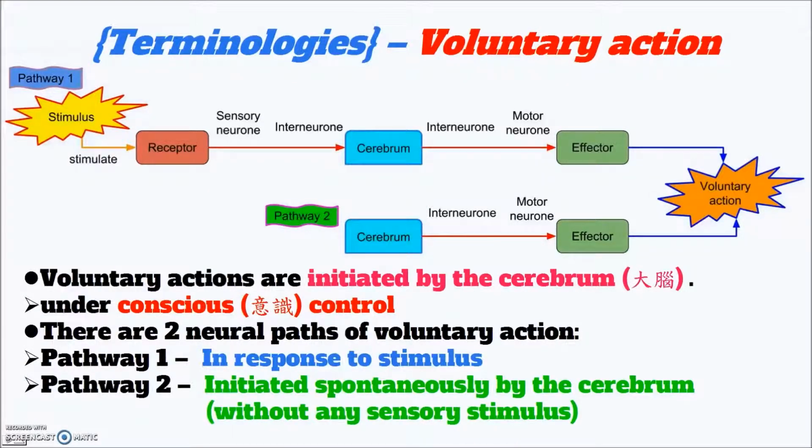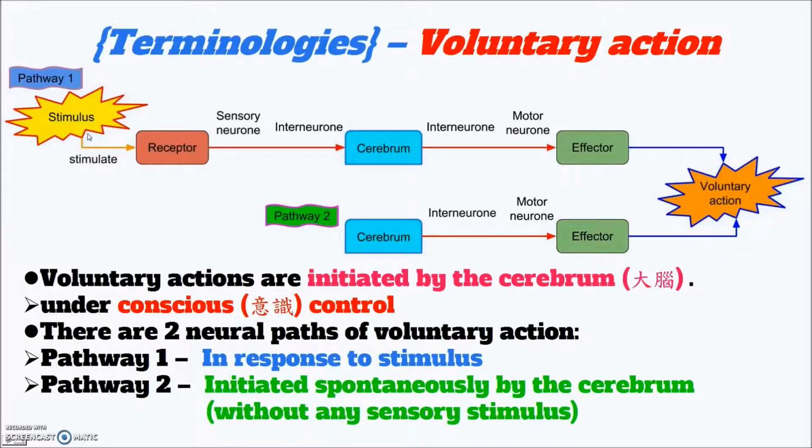After that, because we are going to talk about damage to certain parts of our nervous system, we need to know whether it will affect our actions, including voluntary and involuntary actions. We shall talk about it in the next slide. The first part is voluntary action. Remember that voluntary actions are initiated by the cerebrum, so they are under conscious control. There are two neural pathways of voluntary actions. Pathway 1 consists of the stimulus.